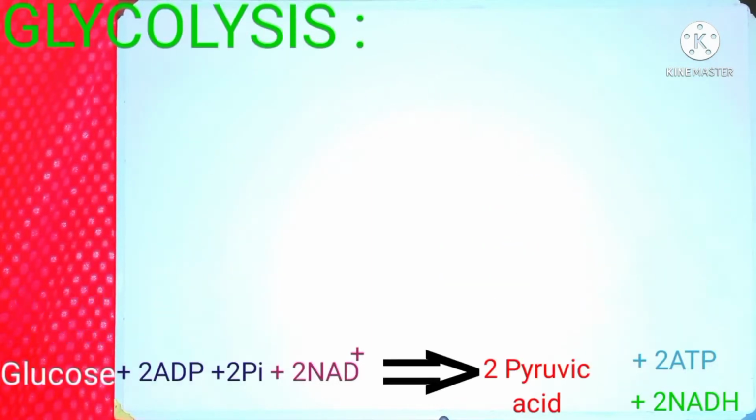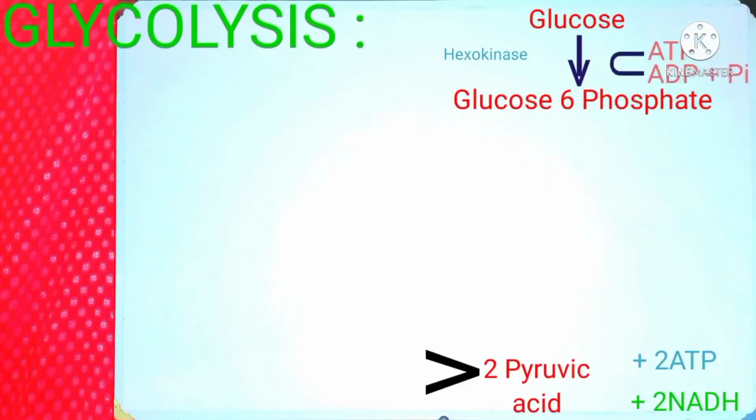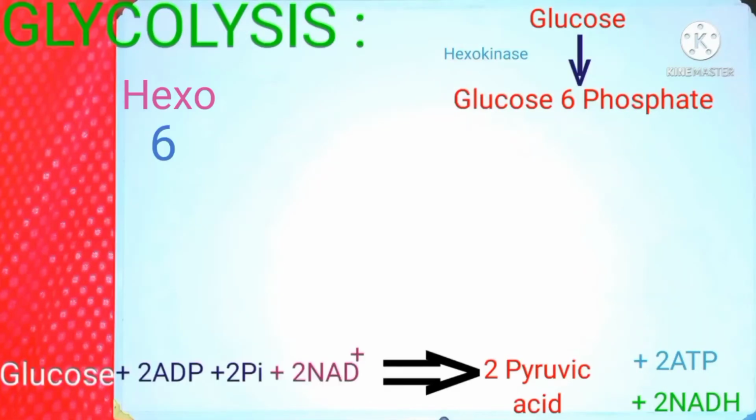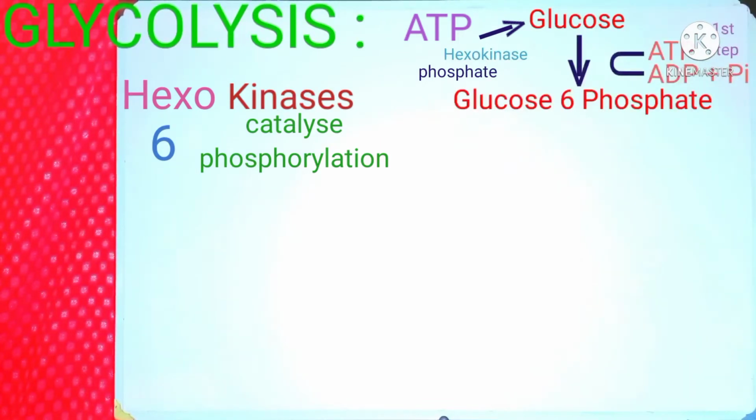For its understanding, first of all, we take glucose. Glucose is converted into glucose 6-phosphate in the presence of an enzyme hexokinase. The word hexo means 6, representing the 6-carbon compound glucose, and the kinases are a group of enzymes that catalyze phosphorylation reactions. So the enzyme hexokinase transfers a molecule of phosphate from ATP to glucose and converts glucose to glucose 6-phosphate. In this reaction, ATP is changed into ADP. Hence, it utilizes one molecule of ATP. An ATP molecule is invested in this first step.